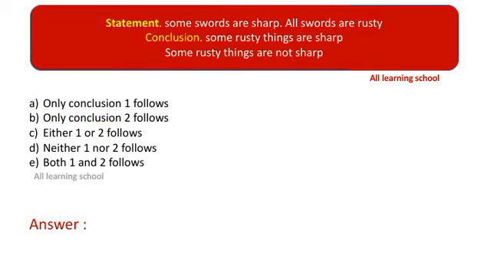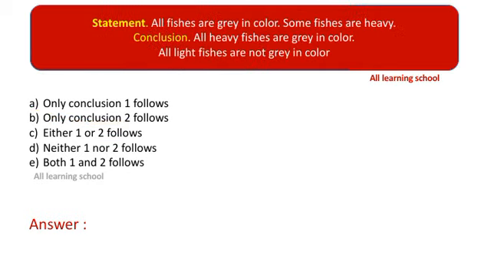Now question number 12 is: all fishes are grey in color, some fishes are heavy. All heavy fishes are grey in color, all light fishes are not grey in color. First statement is positive, second statement is positive.